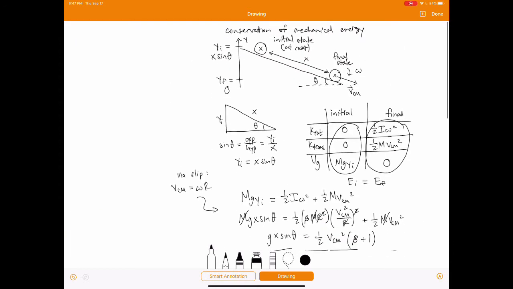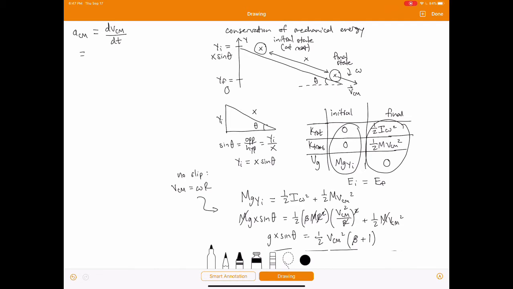Okay, so let's take that. And starting up here, we'll say that ACM is the derivative of VCM with respect to time. In other words, acceleration is the derivative of velocity with respect to time.